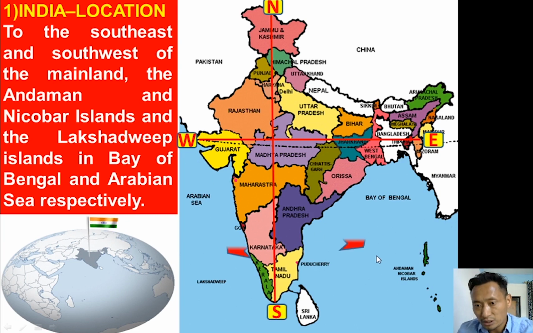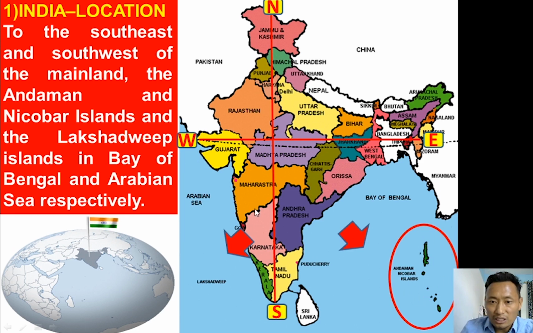To the southeast, we have the Andaman and Nicobar Islands. These are a group of islands. To the southwest, we have another group of islands, that is Lakshadweep. So the Andaman and Nicobar Islands are located to the southeast of the mainland, and the Lakshadweep Islands are located to the southwest. The Andaman and Nicobar Islands are a group of islands located in the Bay of Bengal.